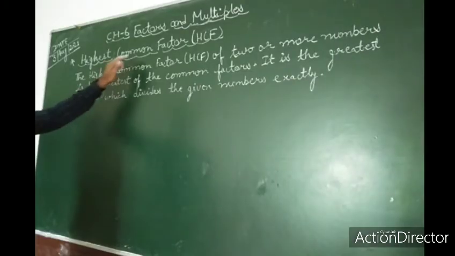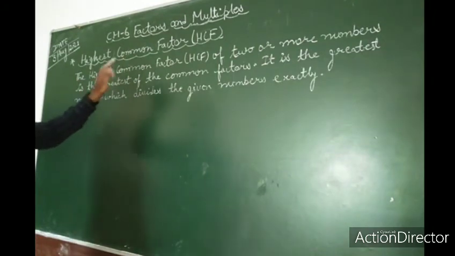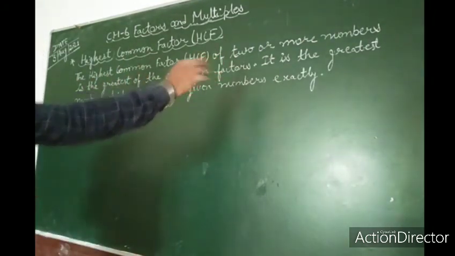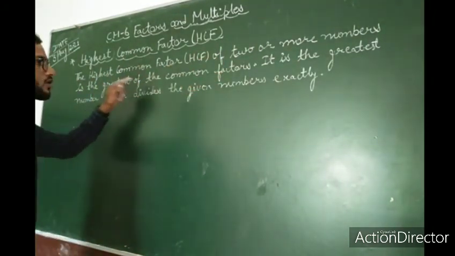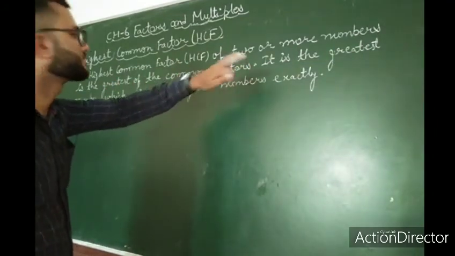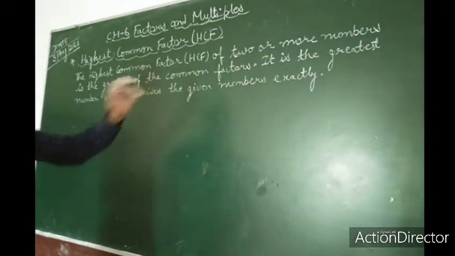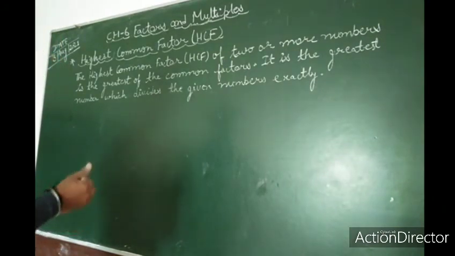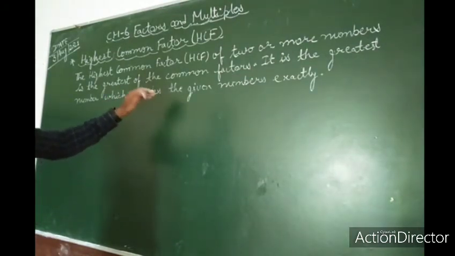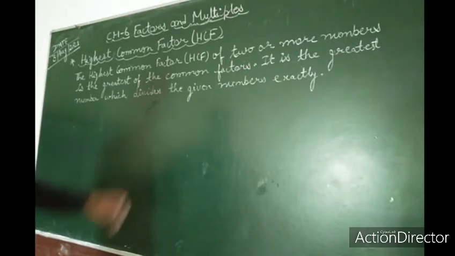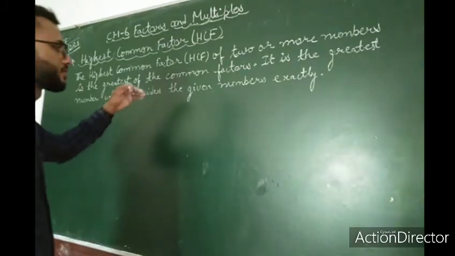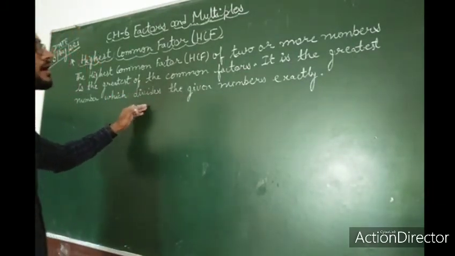Now the highest common factor, HCF. The highest common factor, HCF, of 2 or more numbers is the greatest of the common factors. It is the greatest number which divides the given numbers exactly. Here we use 3 methods to find the HCF of numbers: by listing factors, by using the prime factorization method, and by the division method.